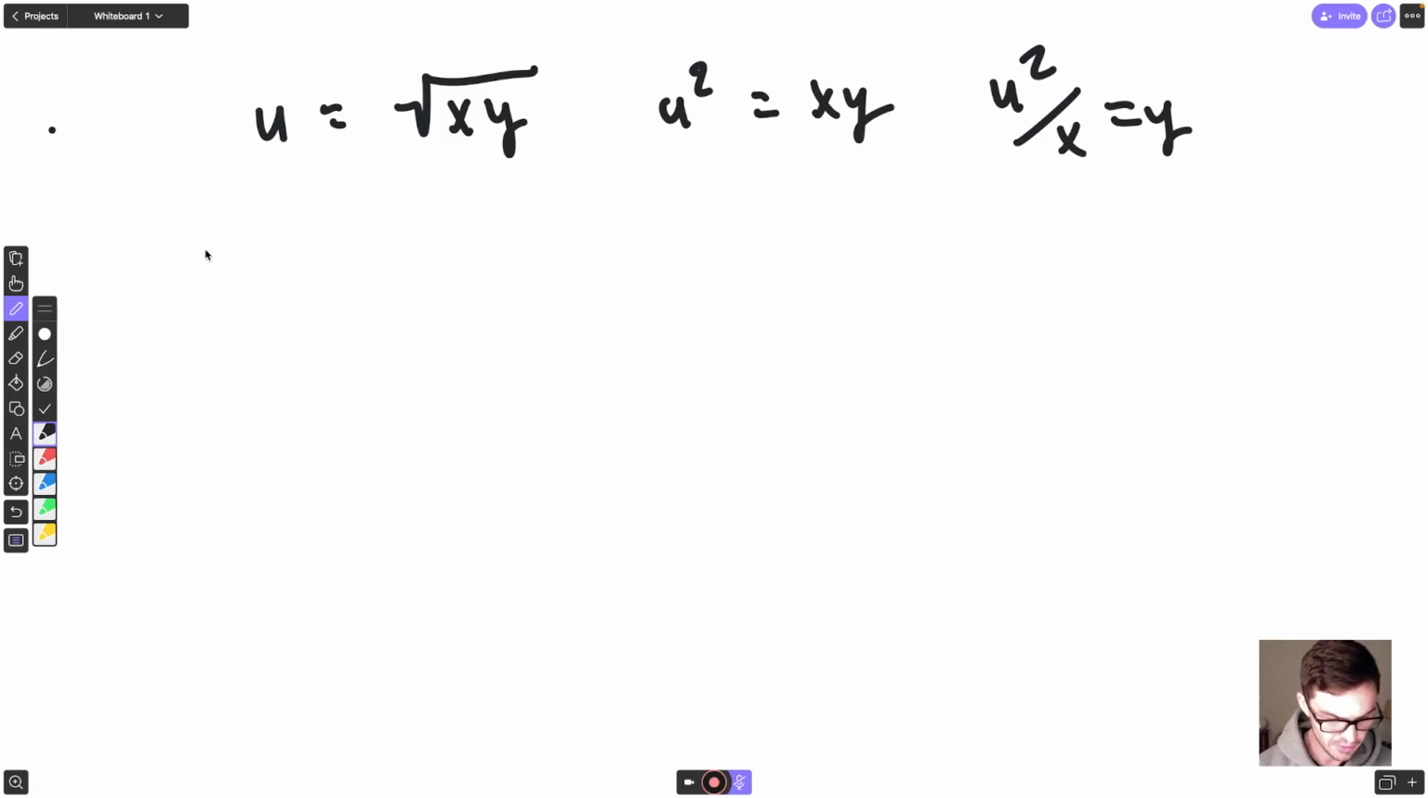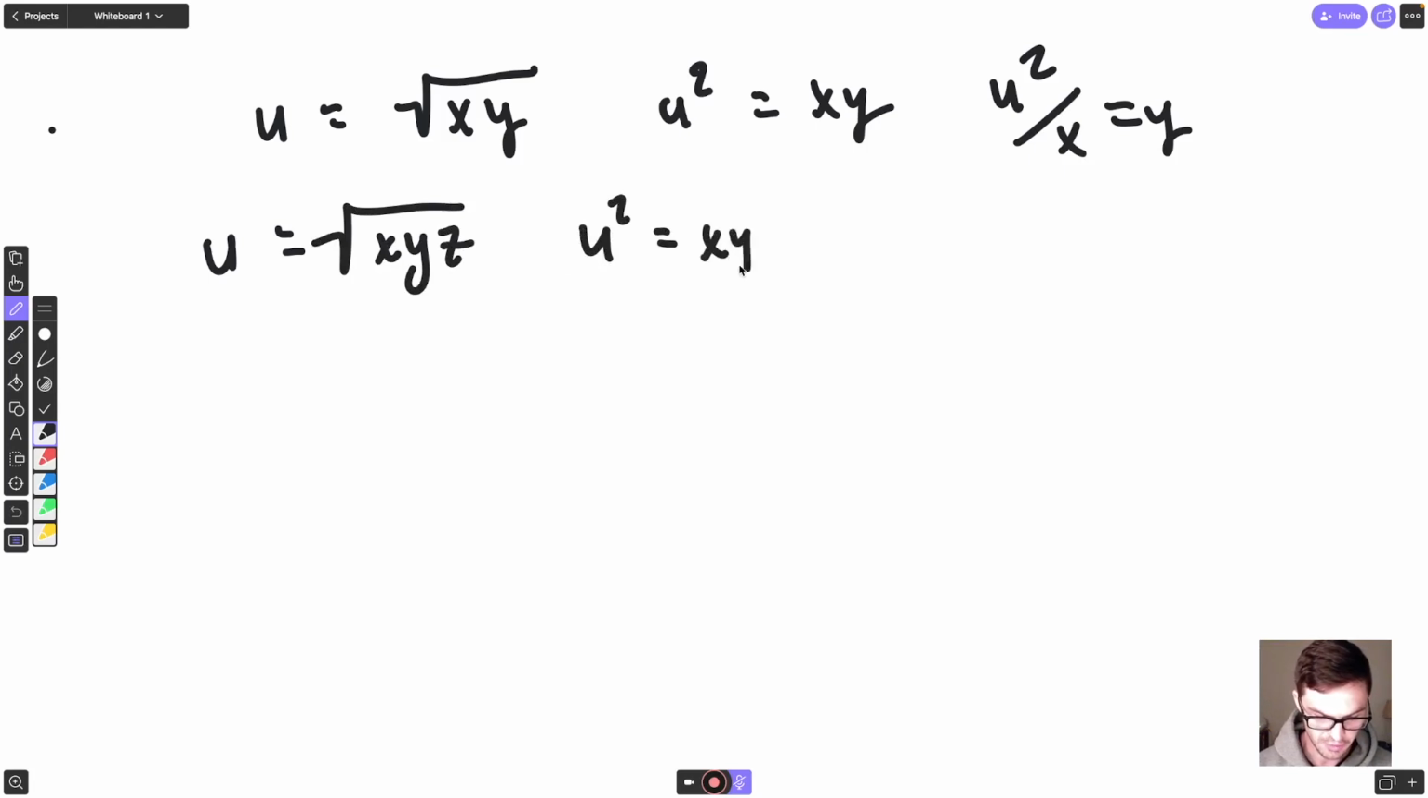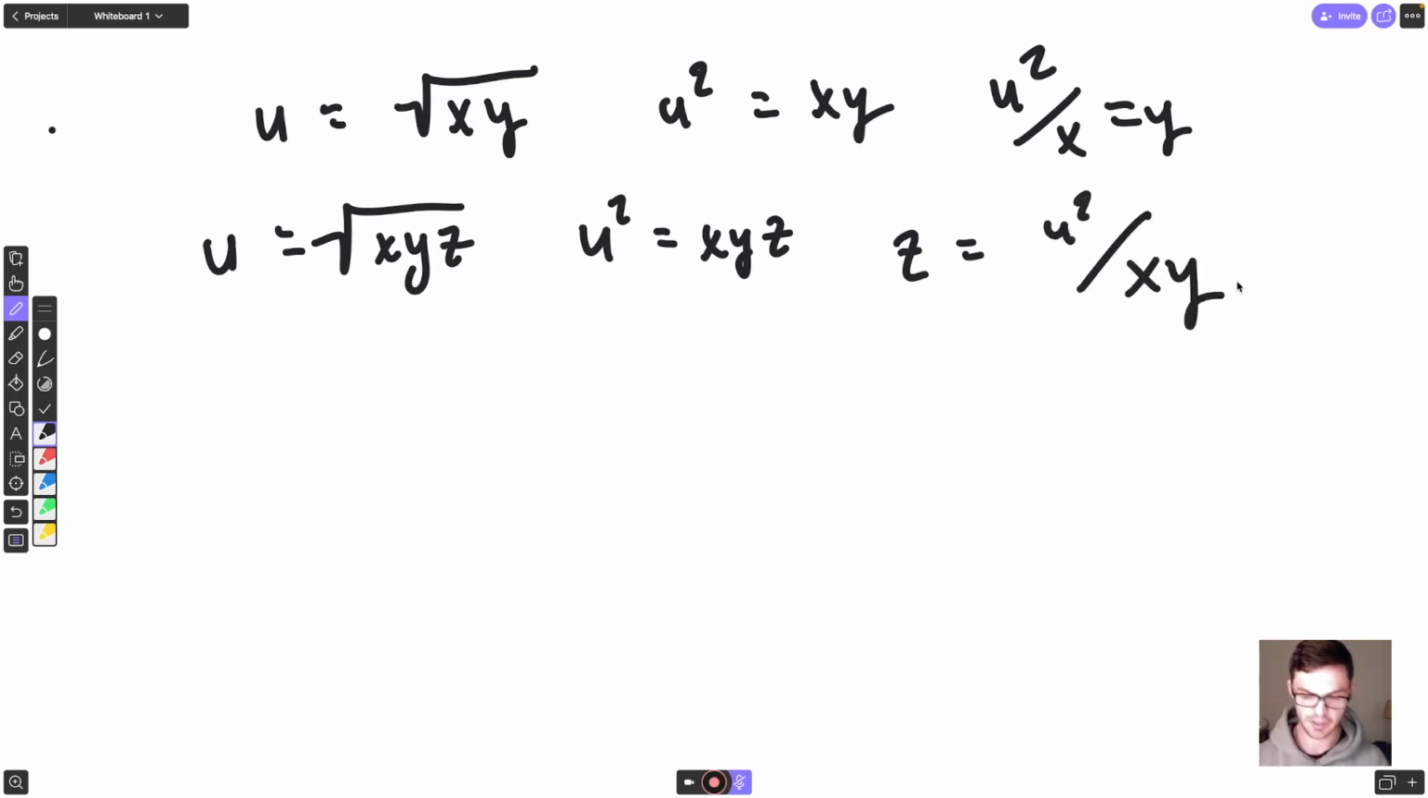So now in 3D, we're just going to put in one more variable. So we're going to have x, y, and z. Okay, and then we're going to do the same thing. We're going to have u squared is equal to x, y, z. And then this time we want z by itself. So we're going to do z, just dividing and then moving the sides, is equal to u squared over x, y. Okay, so we are trying to graph this function.